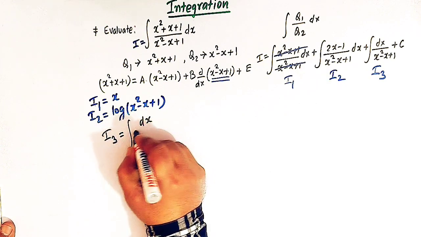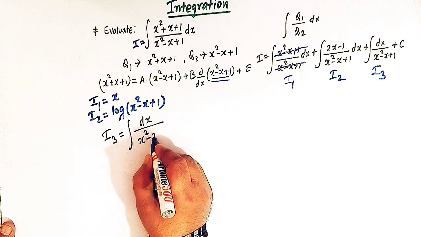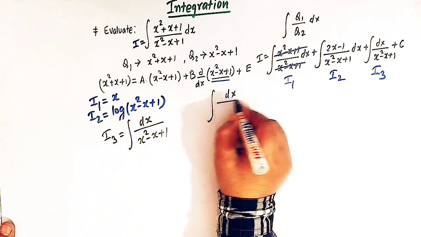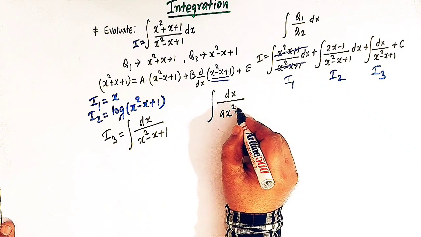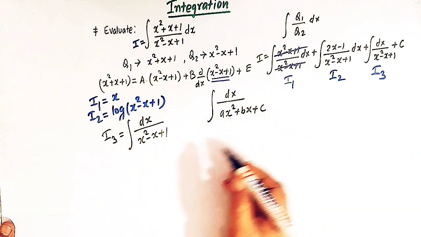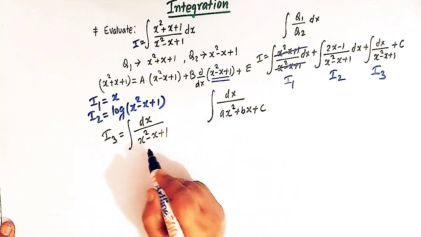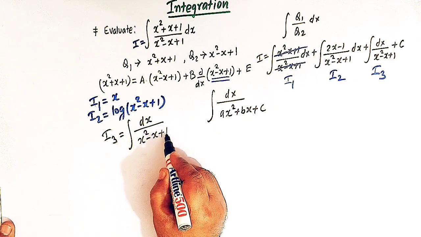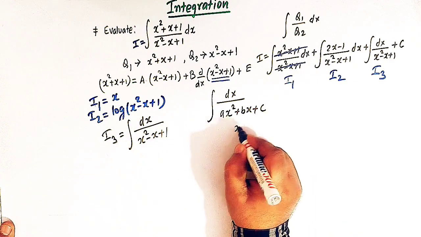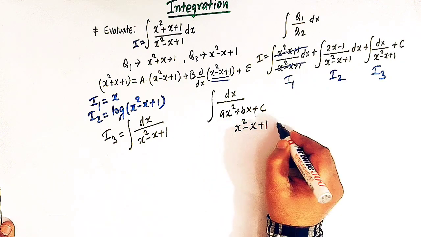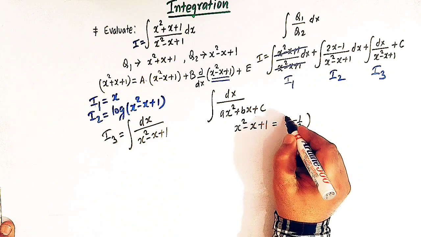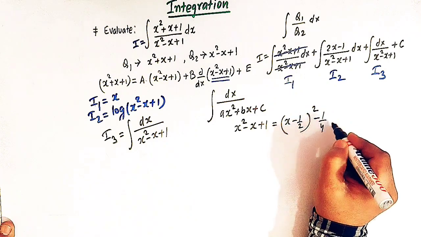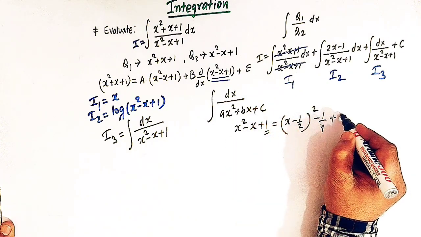So I3 is dx over x square minus x plus 1, and this integral is of the form dx over ax square plus bx plus c. To solve these types of integrals, we convert this quadratic expression into a perfect square. So we can write x square minus x plus 1 as x minus half square, and then minus 1 over 4, and then plus 1.